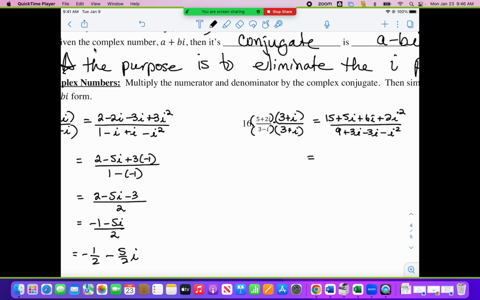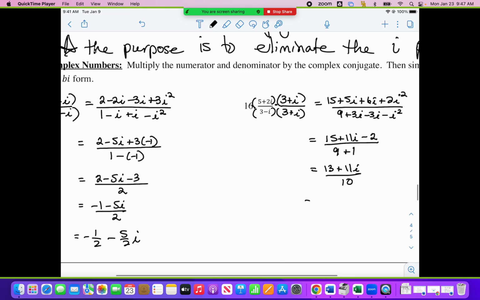So I have 15 plus 5i plus 6i plus 2i squared over 9 plus 3i minus 3i minus i squared. So I get 15 plus 11i. Now, if you get comfortable, what's i squared? Anytime you see i squared, it's going to flip your sign. So I start doing that once I'm comfortable. Then I get 9 plus 1. That's 13 plus 11i over 10.